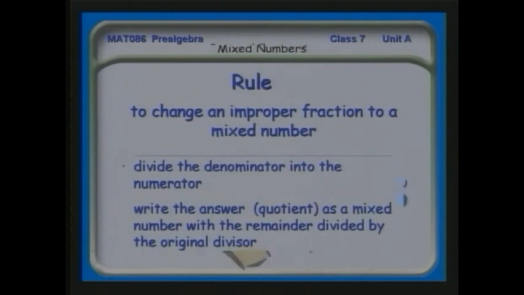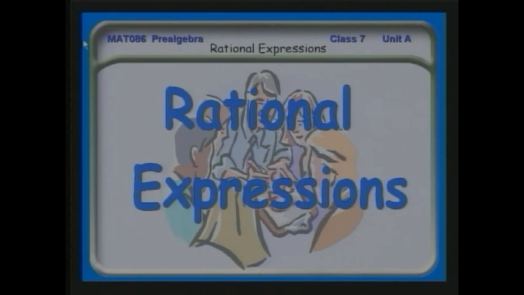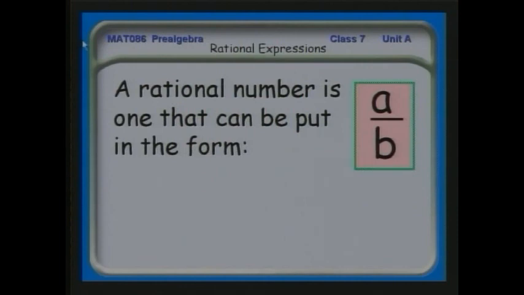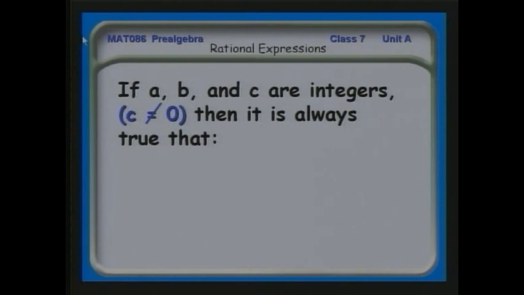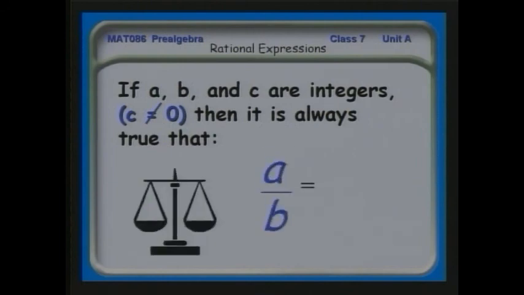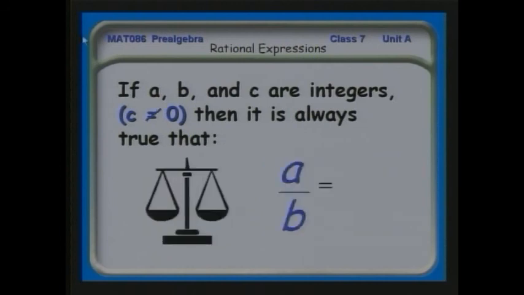the original divisor. Let's talk about another definition and see what a rational expression is. That's a number that can be put in the form of a fraction, a over b, where a and b are any 2 integers. And of course, b can't be 0. We can see that there are some things that are true for these expressions. For example, if we multiply the numerator and denominator of a rational expression by the same thing, we don't change the value. And similarly, if we divide the numerator and denominator, we also don't change the value.